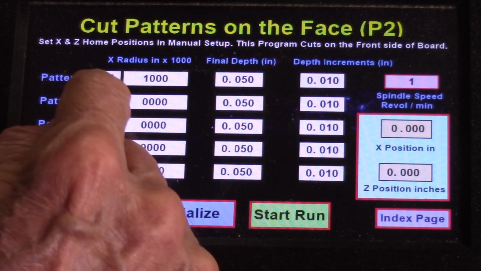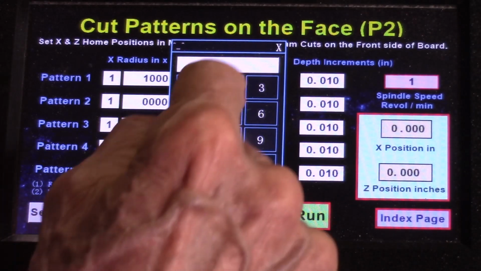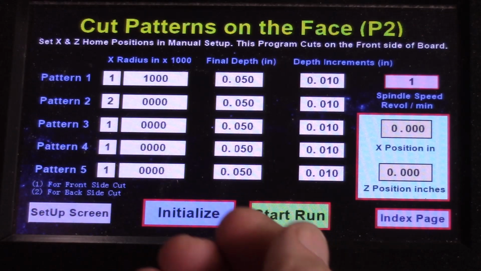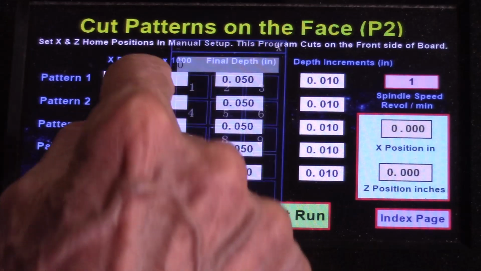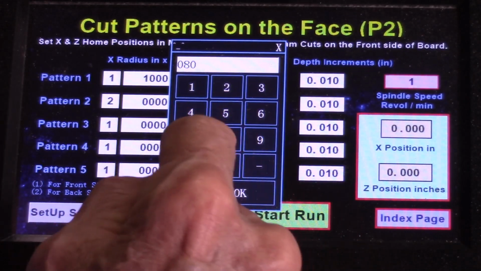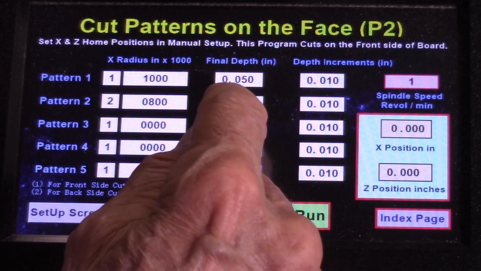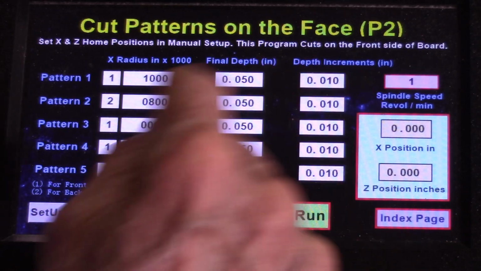So let's do that. Let's do the second pattern. Let's change that to a 2. So it's going to cut on the opposite side, so we can see what the difference in pattern is going to look like. But let's make it a little bit more spaced. So let's maybe make this, say 800 thousandths of an inch. So it's almost 1/4 inch separation between the two cuts. I'm cutting to a total depth of 50 thousandths, and I'll be cutting in steps of 10 thousandths of an inch. And I can change these.